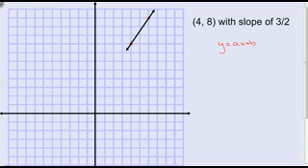Now, if I start with a point that isn't on the y-axis, and I know my slope, that's going to allow me to actually get another point if I want to. I could extend this line back and see where it crosses the y-axis.